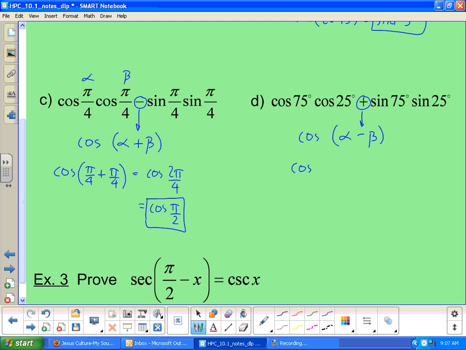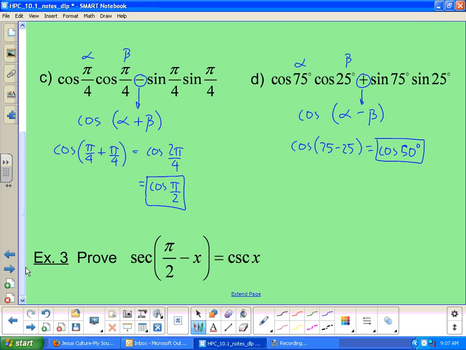And filling this one in, alpha minus beta is 75 minus 25, or cosine of 50 degrees. What about proving?